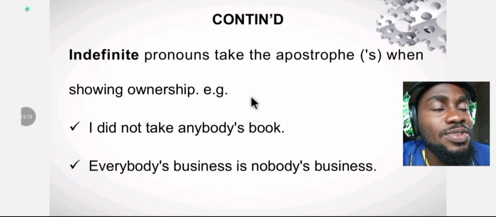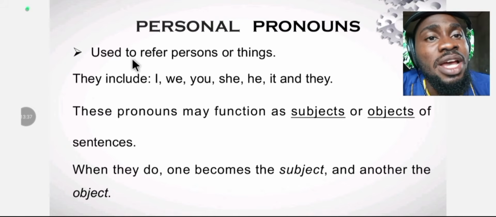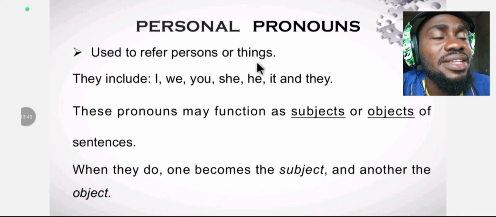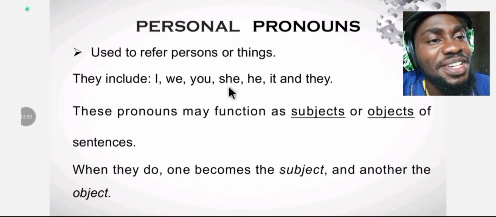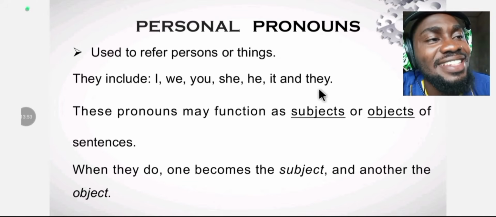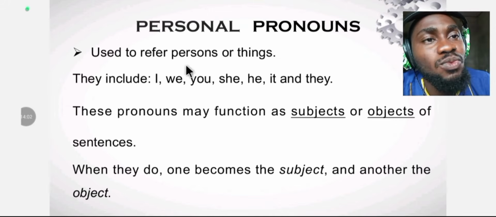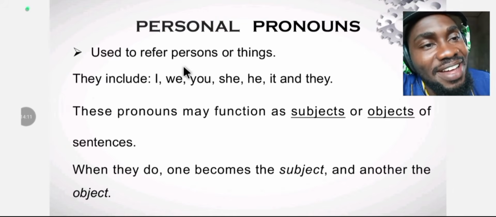You can use them to indicate ownership by including apostrophe and s. We are done with indefinite pronouns. Now let's treat personal pronouns. Personal pronouns are used to refer to persons or things. They include I, we, you, she, he, it, and they. They are all replacements for persons and things. That's what personal pronouns do. They directly refer to people and things.